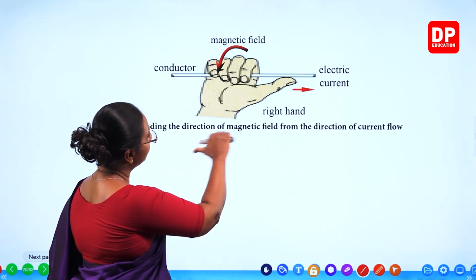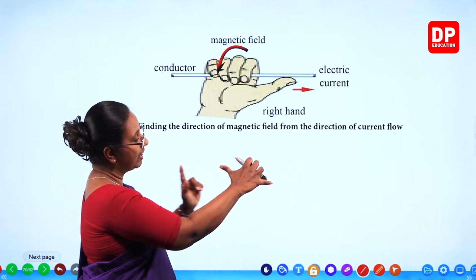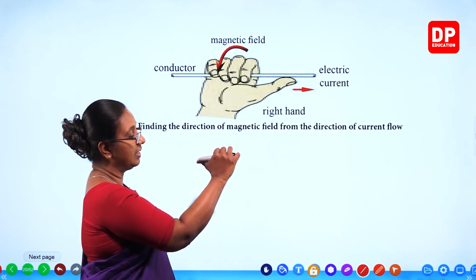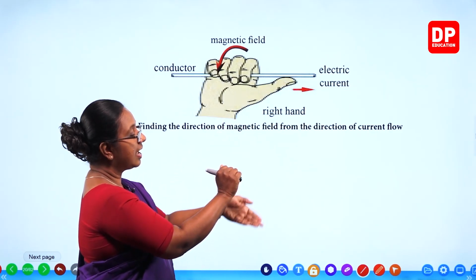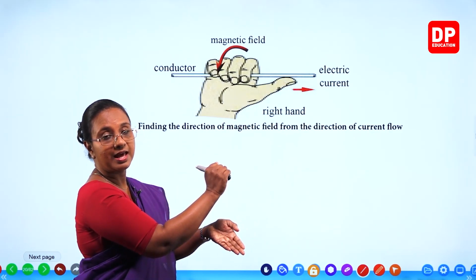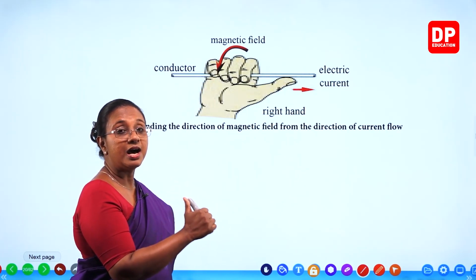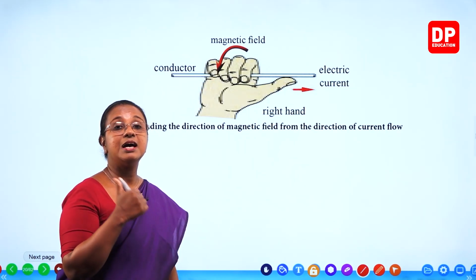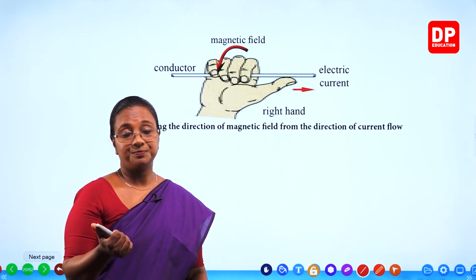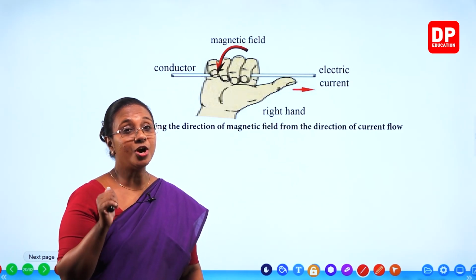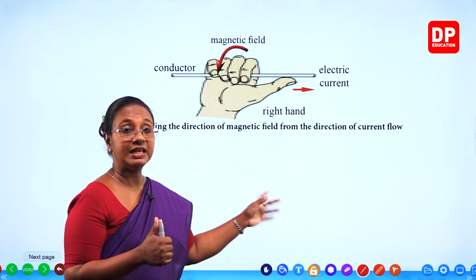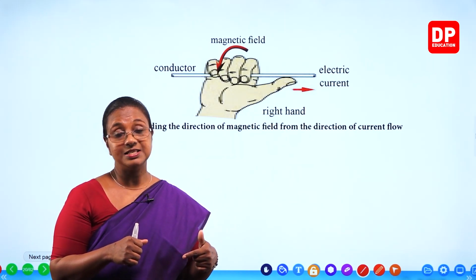So if it is flowing in the opposite direction, if my thumb is pointing towards me, then you can see the other fingers are going like that, opposite of this. So there the magnetic field lines are in the opposite direction. I'm sure you all understood this more clearly with the activity.